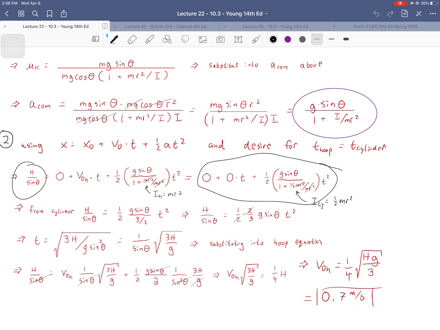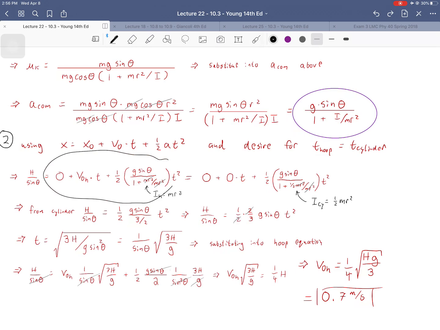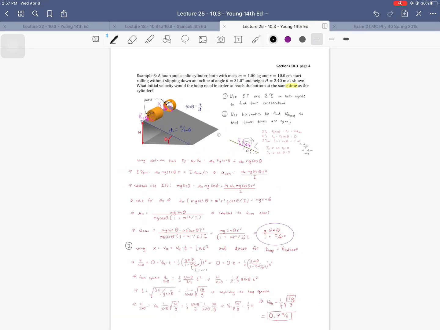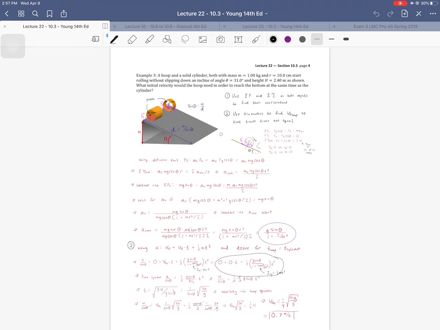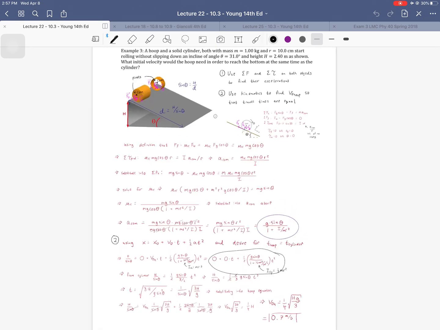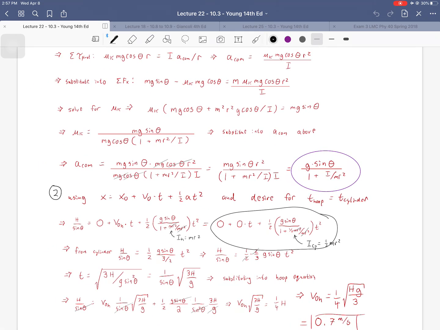Okay, and then what I can do is I could use either of these equations, because these are both independent equations. This equal to this is one equation for motion, and this motion here equal to that is the other equation of motion. They share the same t, and that's important. But I can use the first one, the translational displacement equation, for the cylinder as my first case.